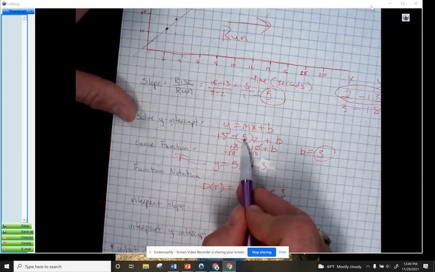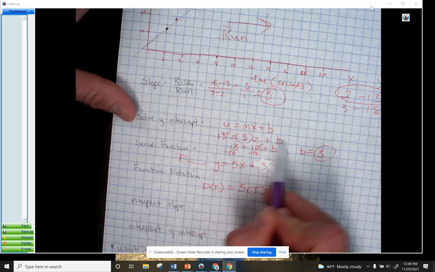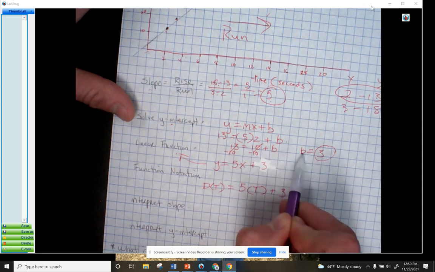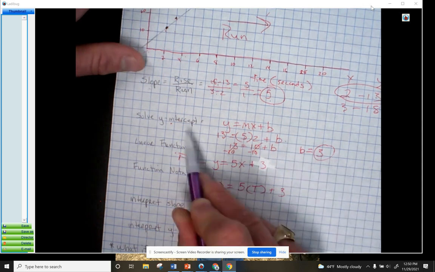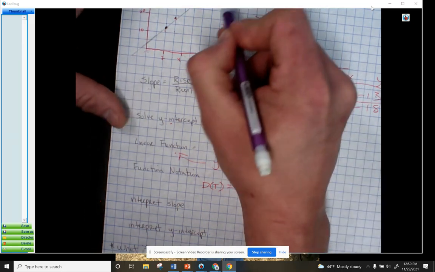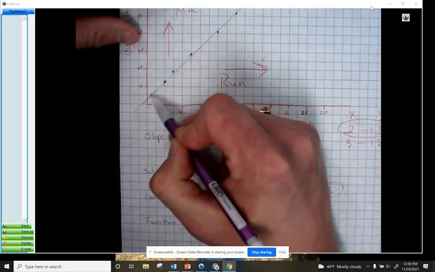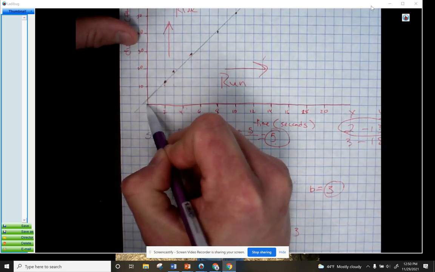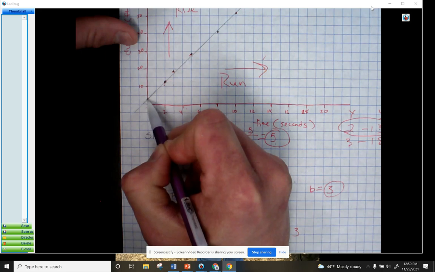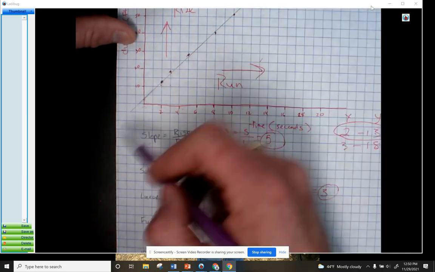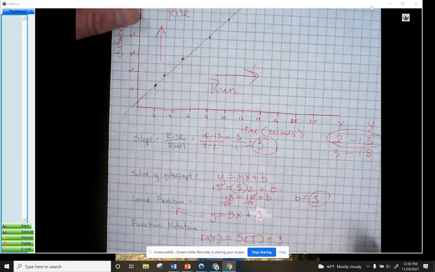So 13 equals 5 times 2 plus b. 13 equals 10 plus b. Subtract 10 from both sides to isolate b, b equals 3. So our y-intercept is b, which means that this line right here should cross around 3, which it does. If this is 10 and this is 0, this is 5, 3 is right in that neighborhood. So it makes sense. Our linear function line seems to be following what we're doing.